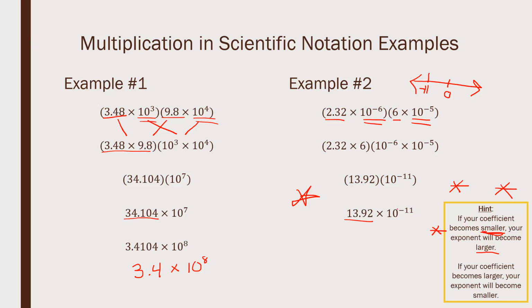So instead of it being to the negative 11th power, it's now, once we move this decimal, going to become to the negative 10th, because that's going to be a smaller decimal. Okay, so negative 10, remember, is bigger than negative 11, which is why when this coefficient became smaller, our exponent became larger.